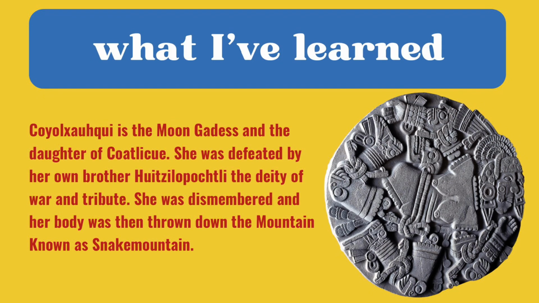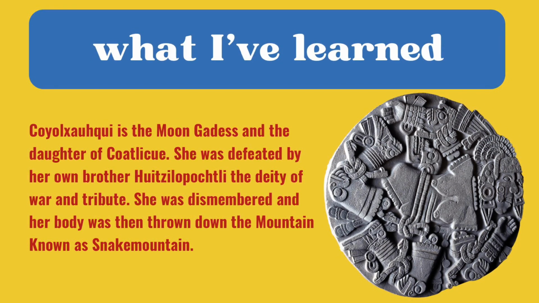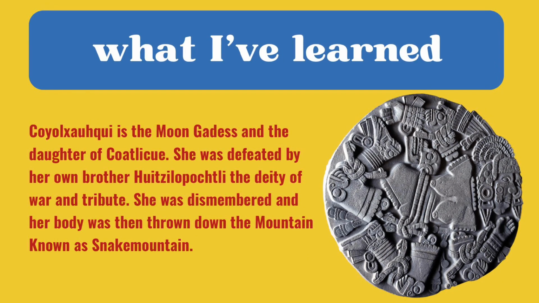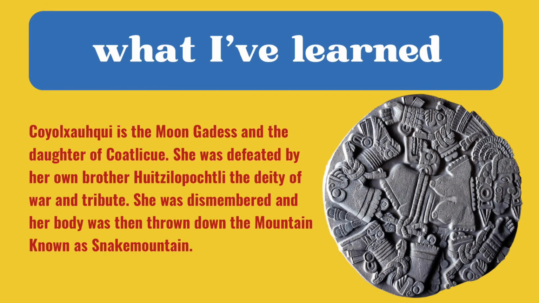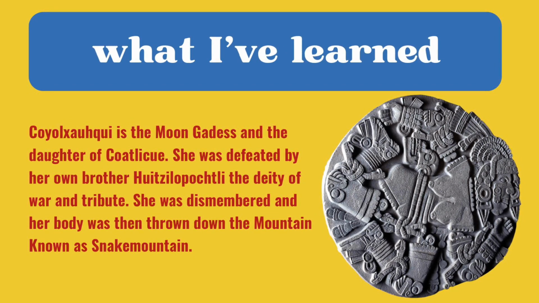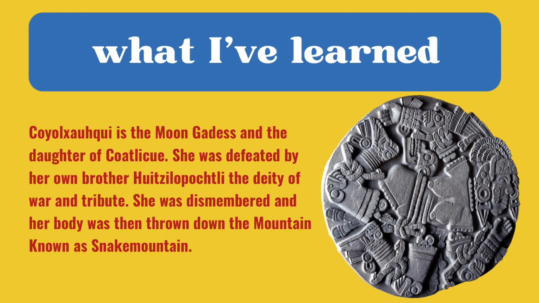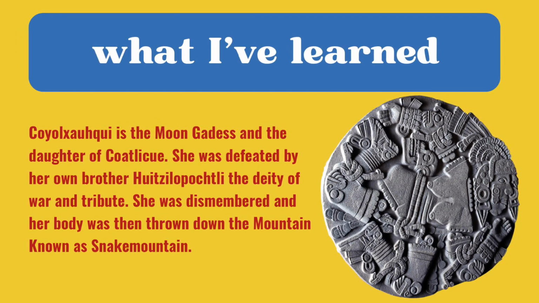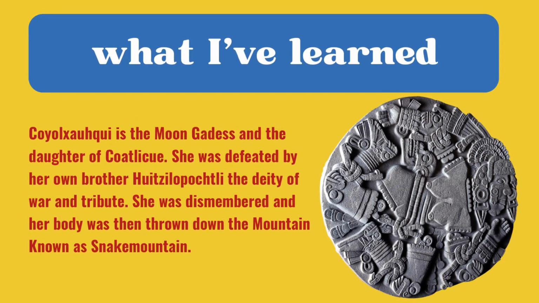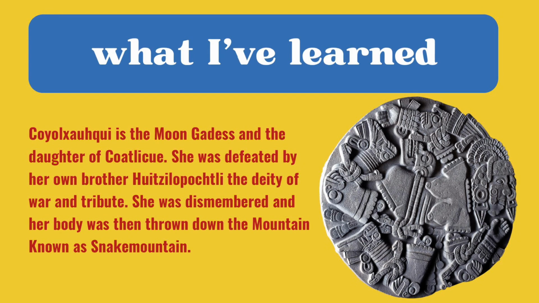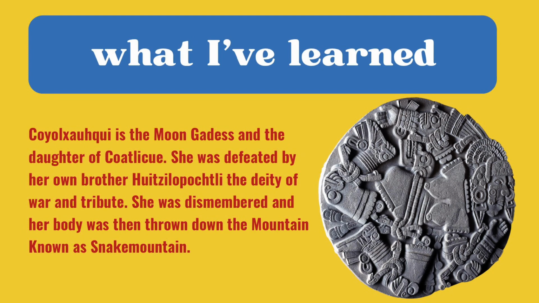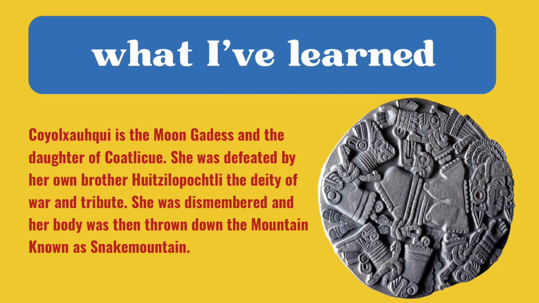Her mother is Coatlicue, and her brother is Huitzilopochtli, the god of war. She was dismembered by her brother because she wanted to kill her mother, Coatlicue, and she had gathered her 400 other brothers to storm Snake Mountain to kill her mother, but Huitzilopochtli defeated her, dismembering her. And her body fell to the base of Snake Mountain.